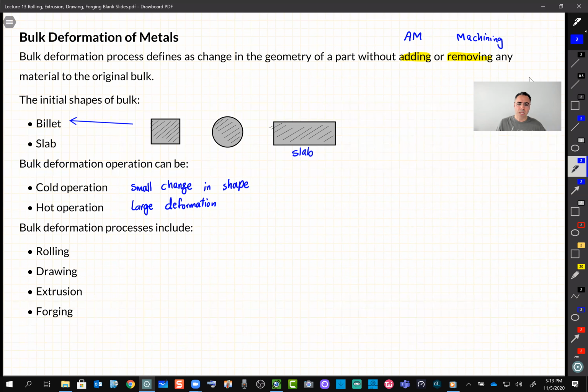So for bulk deformation, there are four main categories, which are the focus of the topics for our lecture today.